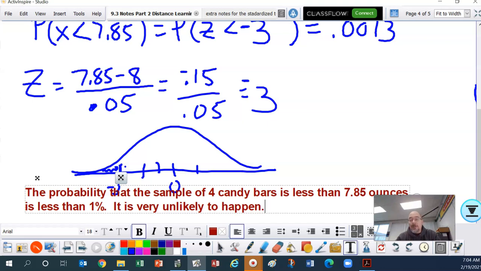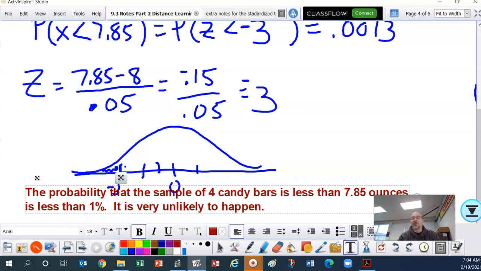If it did happen, now I want you to start thinking about this. If it did happen, then there's something wrong with the machine. The probability is so small, it should not happen. But if you did pick 4 candy bars and you did get that result that it's less than 7.85 ounces, then you're going to go, uh-oh, something's wrong with the machine, okay? So it's very unlikely to happen.